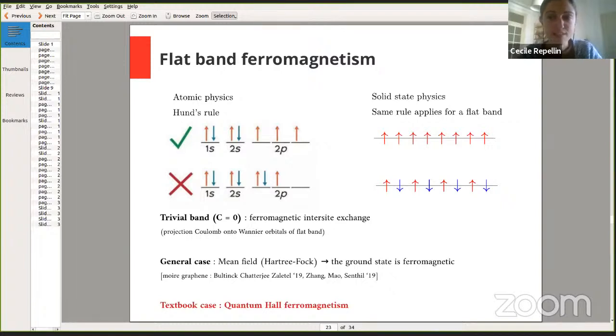So all of this was, of course, studied a lot in the context of the quantum Hall effect. This is typically called quantum Hall ferromagnetism. And we understand very well why, because the Landau levels of the quantum Hall effect are the best example we have of a flat band. So this is why this concept of flat band ferromagnetism applies especially to quantum Hall systems.